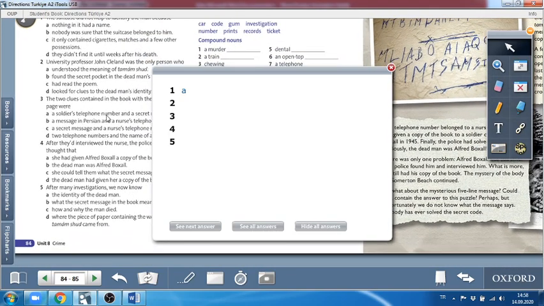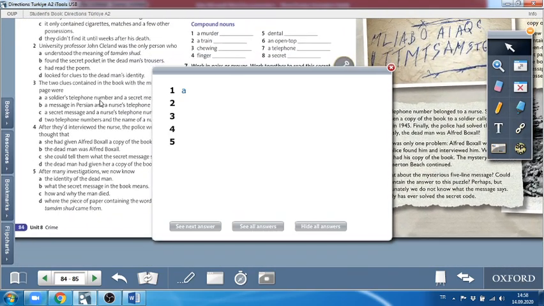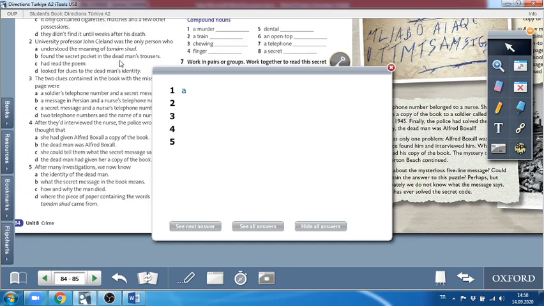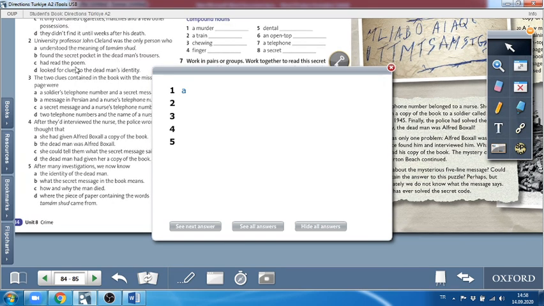For the second question, University Professor John Cleland was the only person who understood the meaning of tamam shud. Was the only person who found the secret pocket in the dead man's trousers, who had read the poem and looked for clues to the dead man's identity. What do you think? Yeah, this professor was the only person. B, who found the secret pocket.